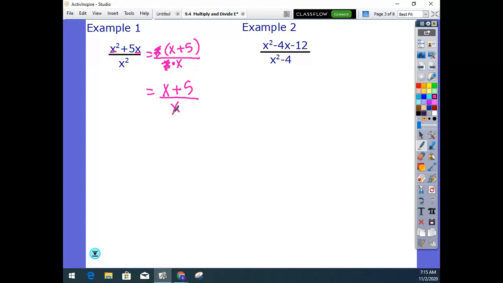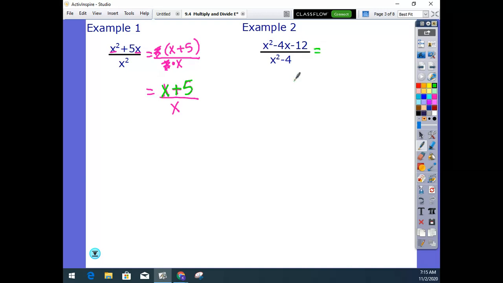Now, super important. This plus sign connects the X and the 5 together. We cannot cancel if they're not being multiplied. This is connected, so we can't cancel the X. Really, really important.